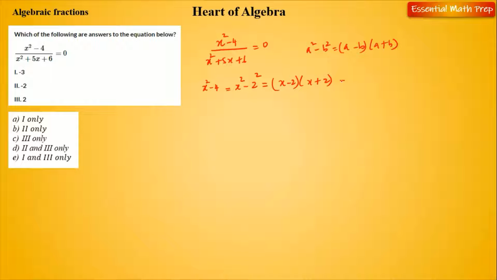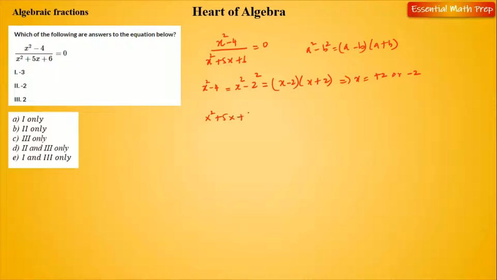So we know x can be plus 2 or minus 2, right? Remember, when you have a ratio that's equal to 0, the numerator can be equal to 0. So that's why I said if this factoring can be equal to 0, that means x can be plus 2 or minus 2. Now let's solve the quadratic expression.